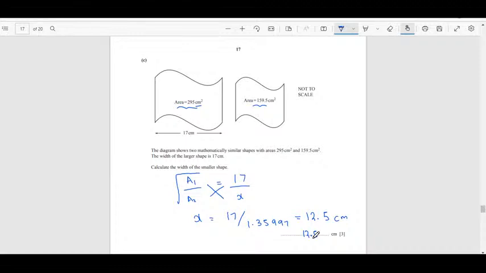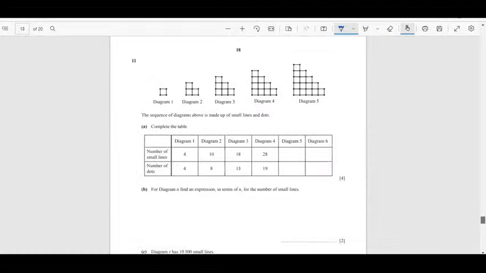Yes, so any doubts with this question, anything that you were not able to understand? Okay, and what about you, Turhan? Yes. Okay, all right.